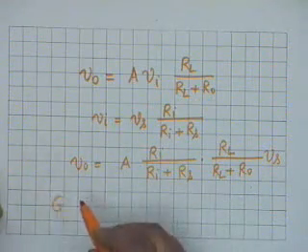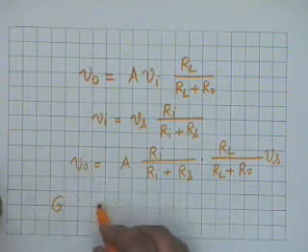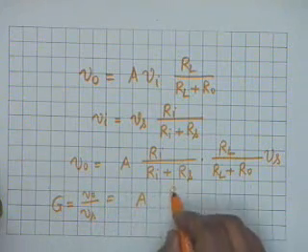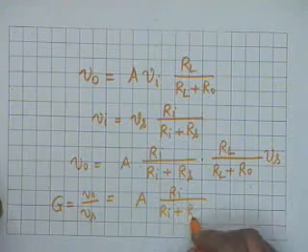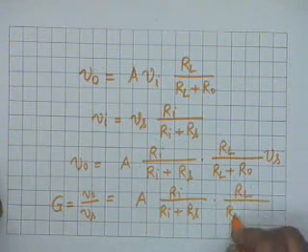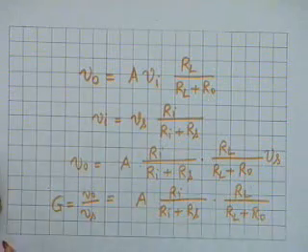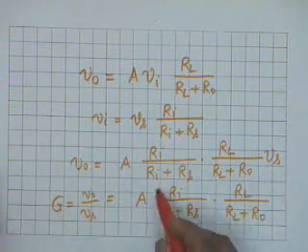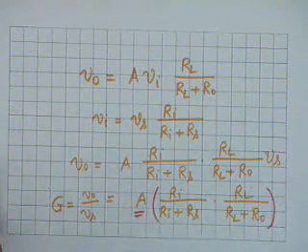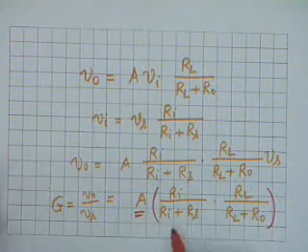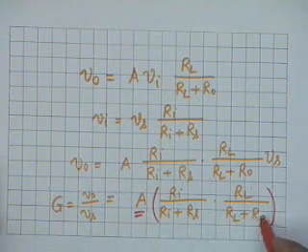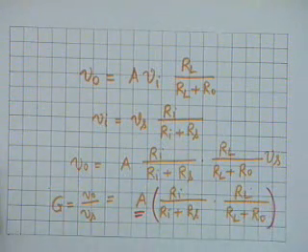Therefore, the gain G of the real amplifier, which is equal to V0 by Vs, is given by A times Ri divided by Ri plus Rs times RL divided by RL plus R0. This is the expression for the gain in a real amplifier. How is this gain modified? If the amplifier was ideal, then the gain would have been simply capital A. Ideal means what? Ri goes to infinity, so infinity divided by infinity becomes 1, and R0 becomes equal to 0, so RL divided by RL also becomes equal to 1.